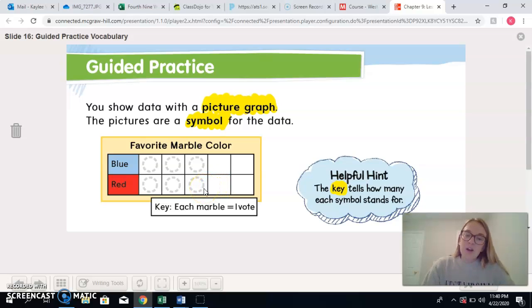Each symbol represents a vote that a student or a family member said. So when I drew my 3 triangles for my pizzas, those were 3 different votes.